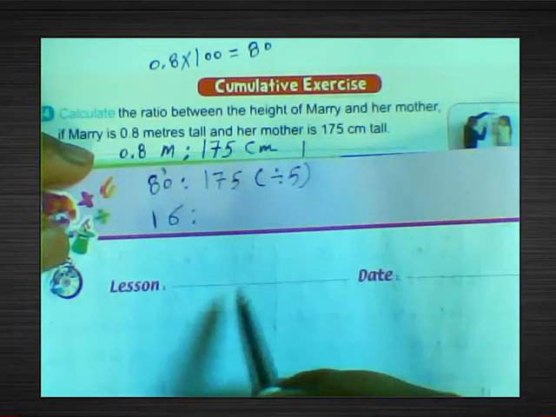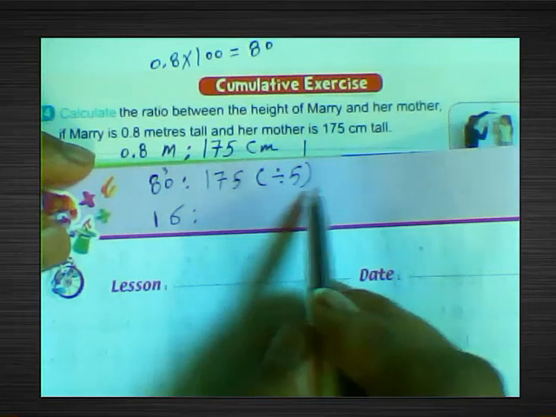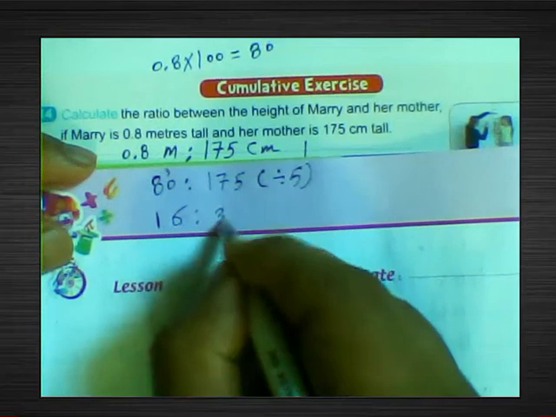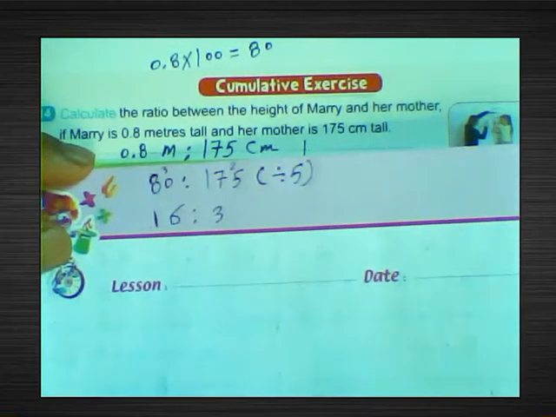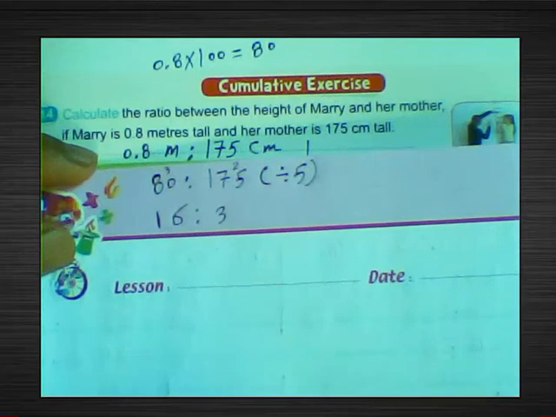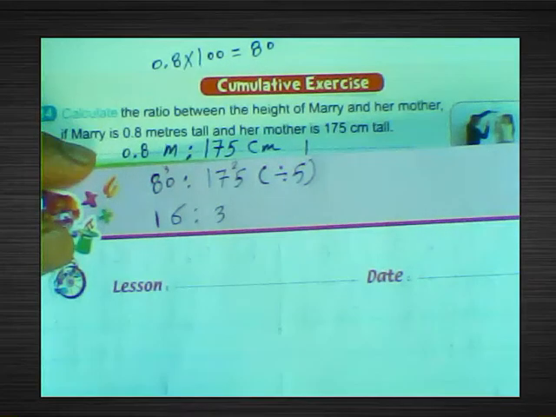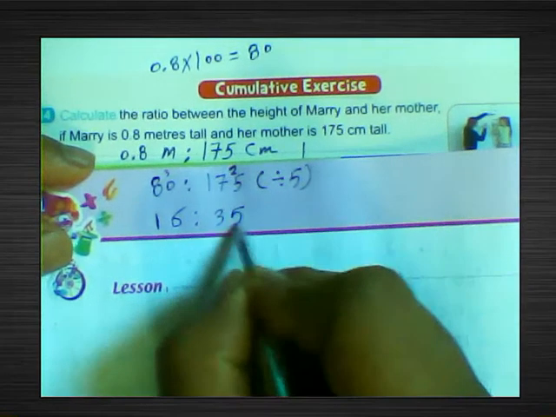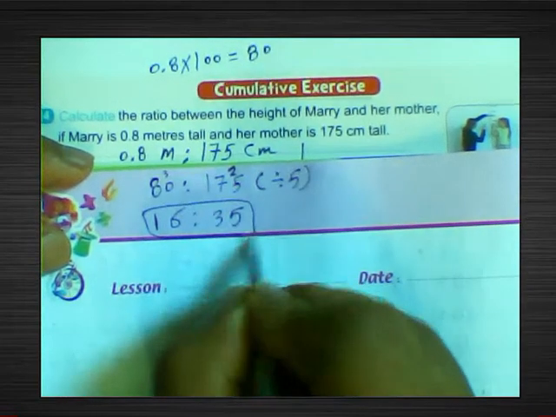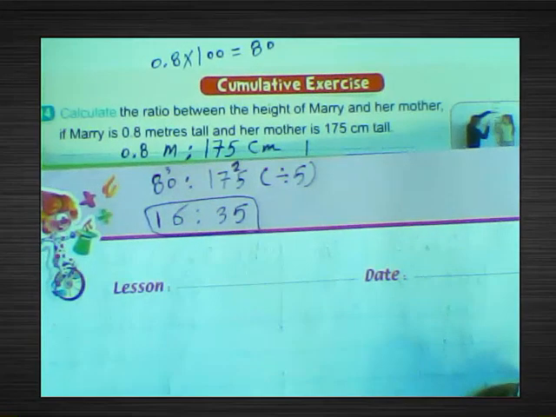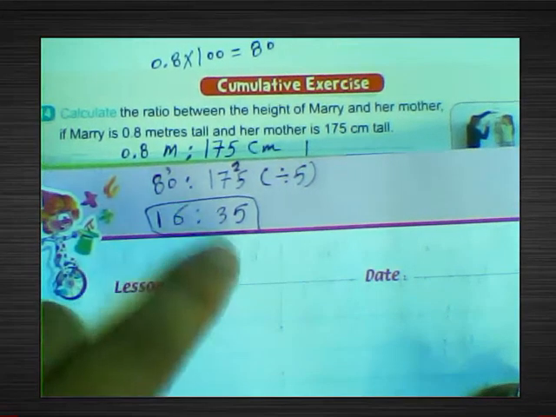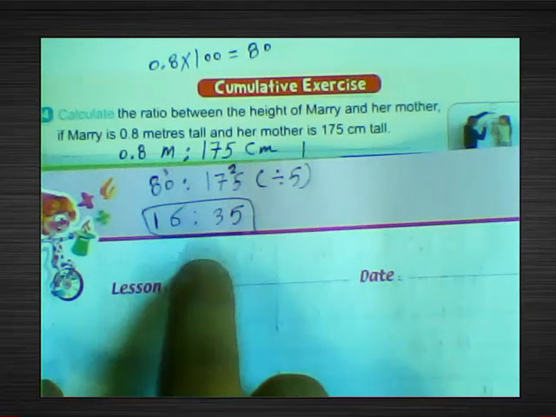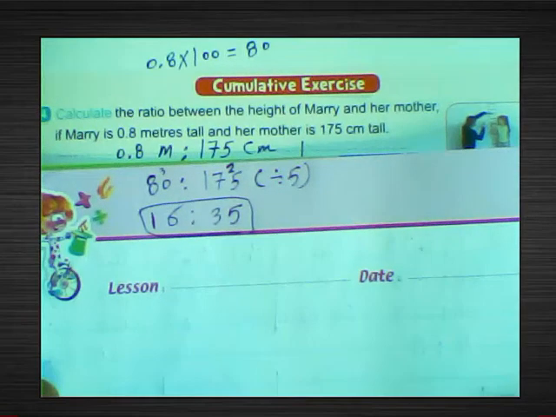175 divided by 5. 1 divided by 5 equals 0. So we will divide 17 divided by 5 equals 3, and the remainder 2. Again, 17 divided by 5 equals 3, and the remainder 2. 25 divided by 5 equals 5. So the result will be 16 to 35. The highest common factor between 16 and 35 is 1. So the result will be 16 to 35. It's the ratio. It's okay for you?